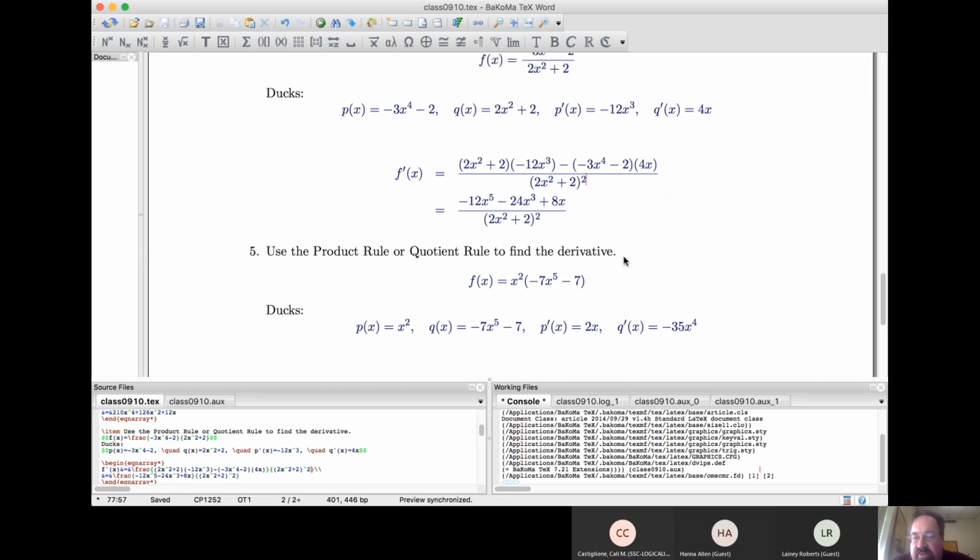All right. Now that we've seen some examples involving the product and quotient rule, are there any questions up to this point?